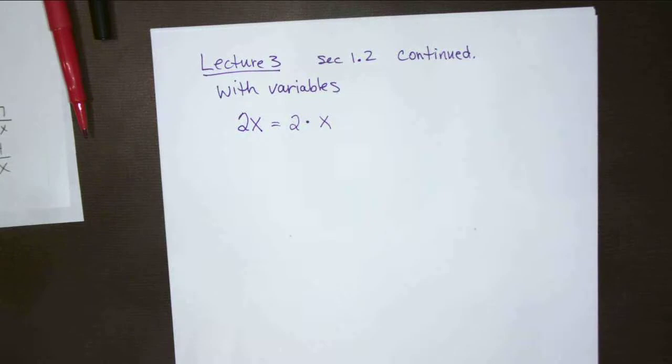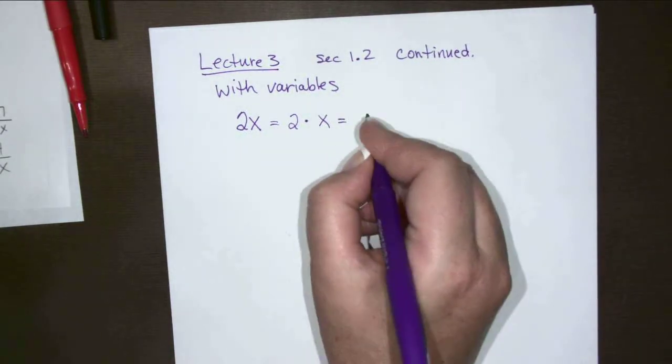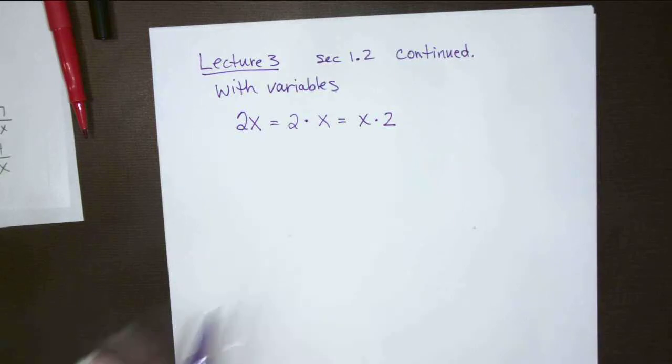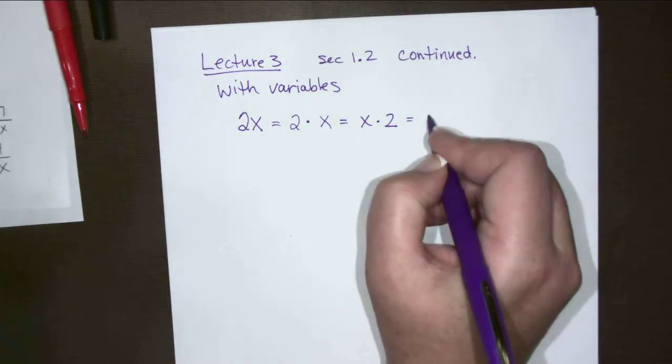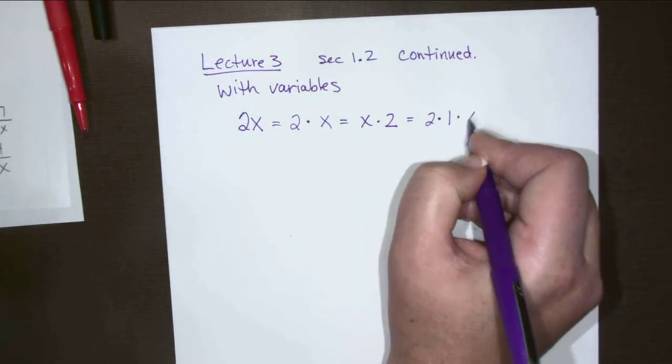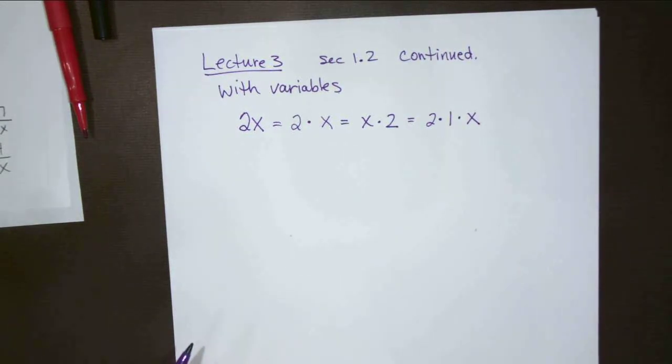That part's okay. We could also write this as x times 2, which is not the standard way to write it, but it's totally correct. There's nothing wrong with it. We could also write this as 2 times 1 times x. That's factored. You could write as many 1s as you want, and it would still be the same.